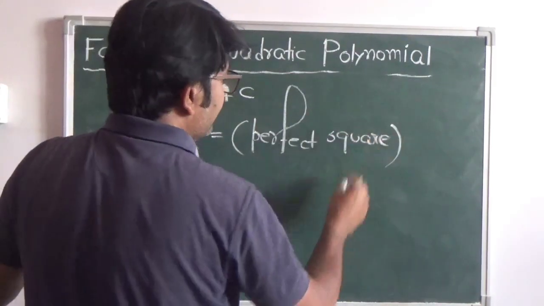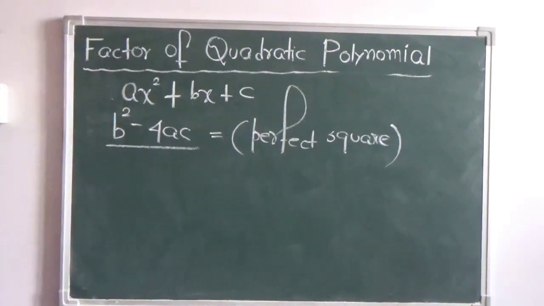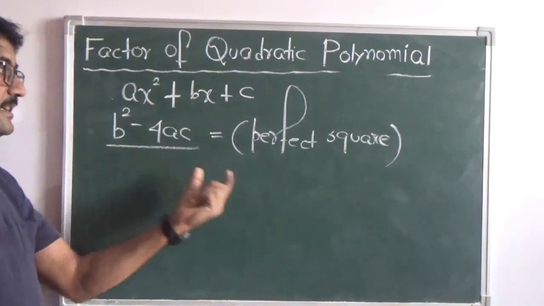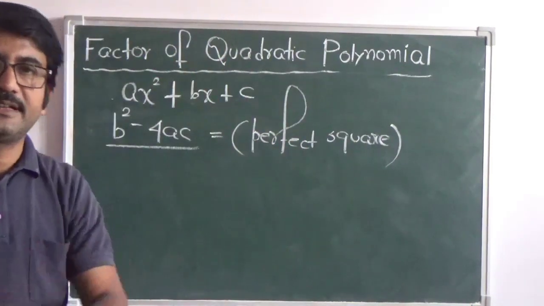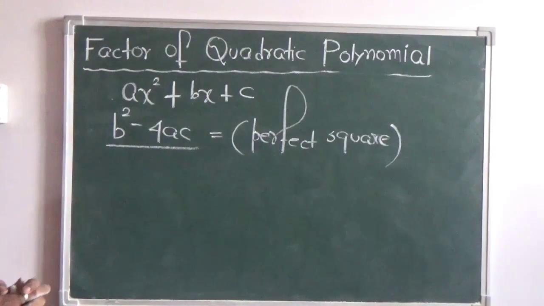You know what is a perfect square? Means like 4 or 9 or 16, 25, like this. So once you find the value of b square minus 4ac and you get it as a perfect square number, then you can factorize it. Otherwise, it is not possible to factorize.